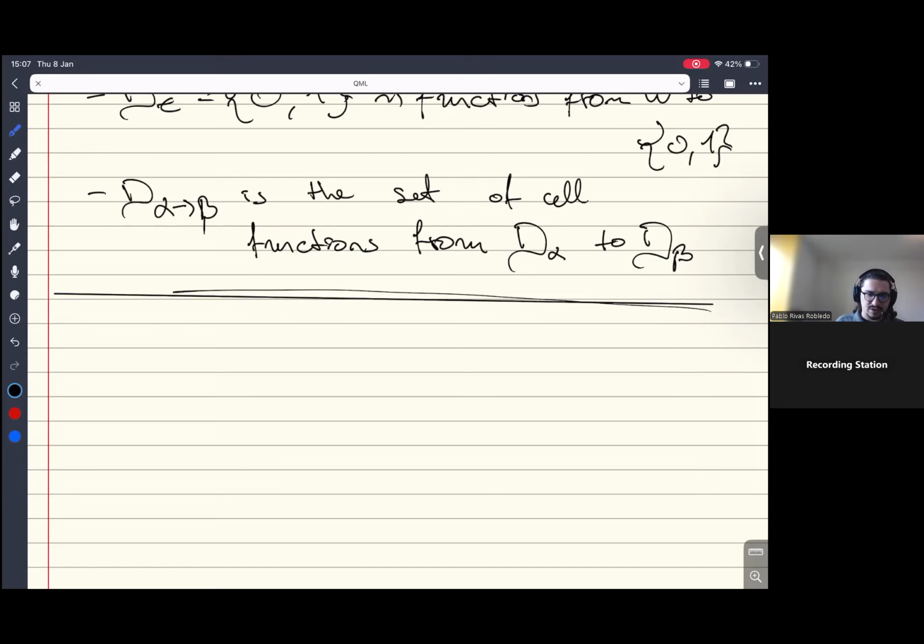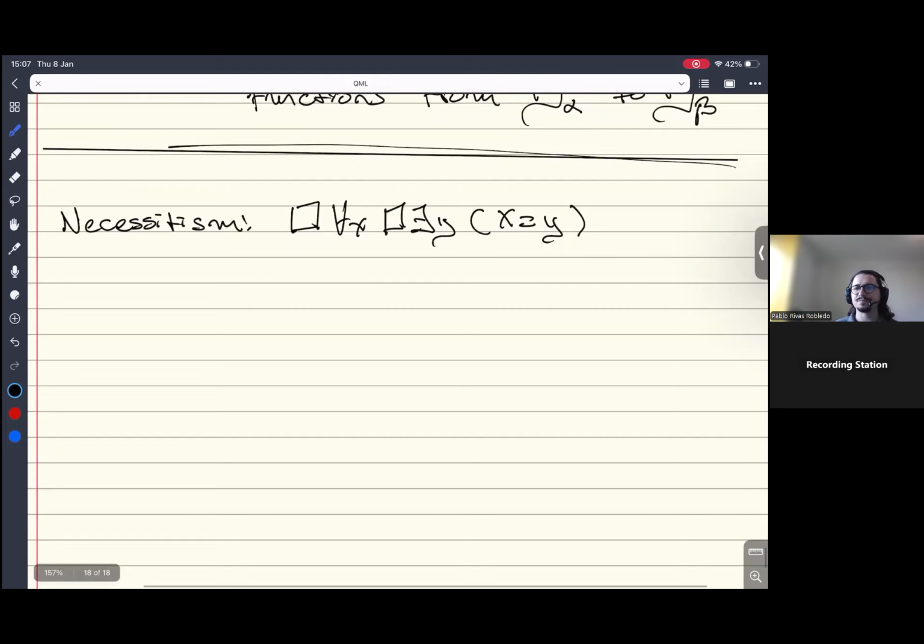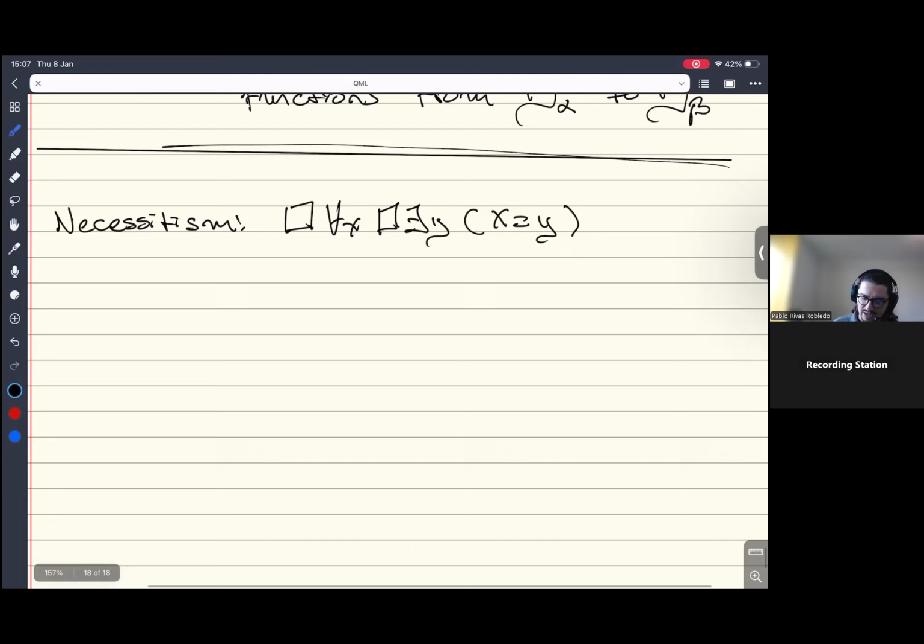So the idea is that we first remember how we formalize necessitism. And we said that for Williamson, it is the claim that necessarily, for all x, necessarily there's a y such that x equals y. This basically means that in every possible world, everything is going to be identical to something.